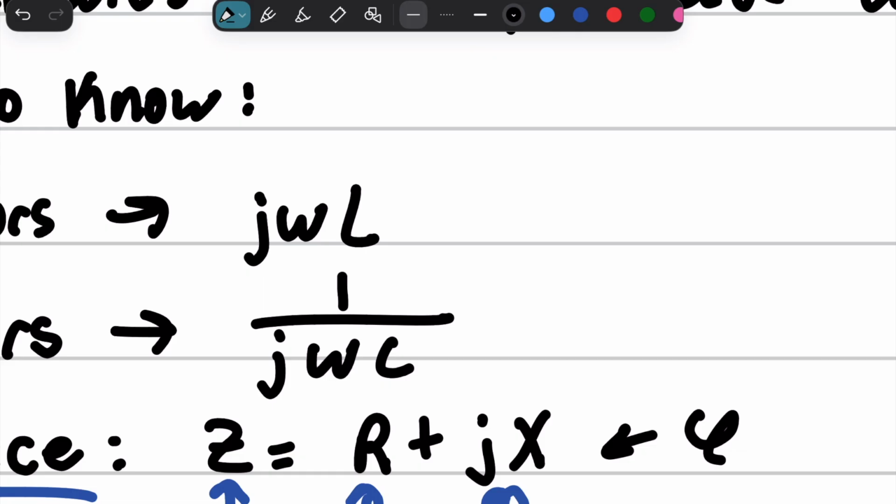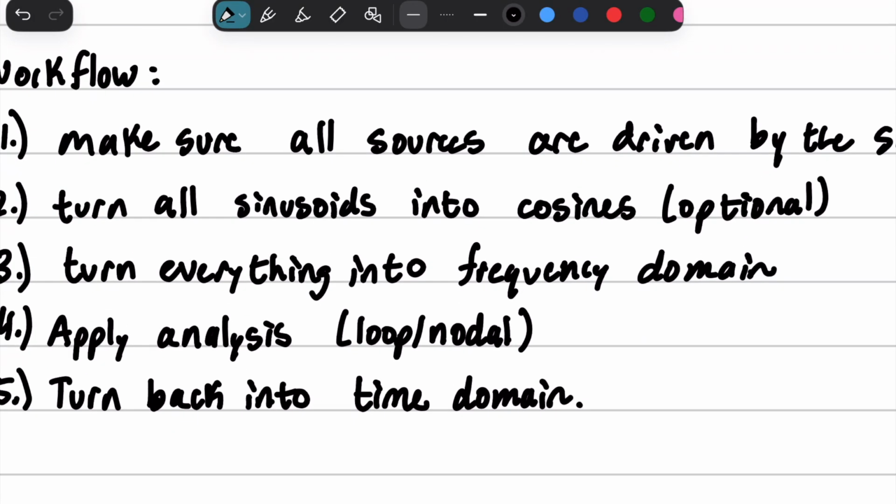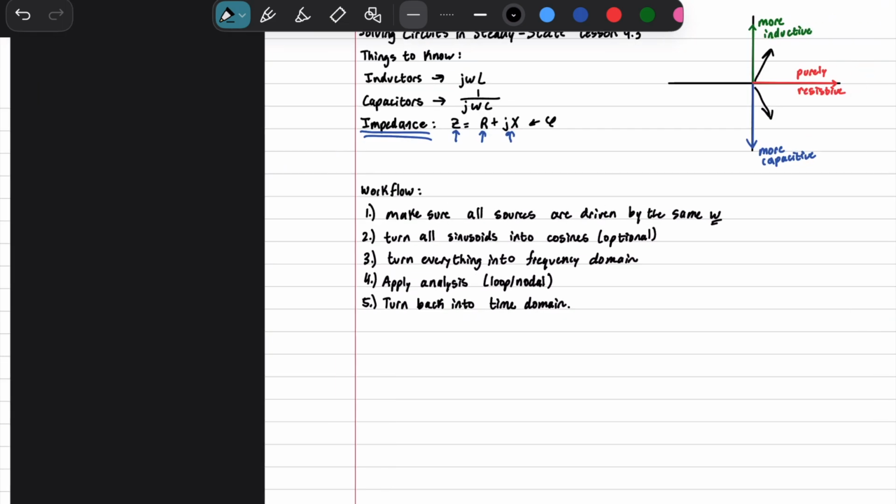So that is to get everything in terms of the omega. And 4, apply an analysis, which you should be absolutely amazing at doing. And 5, turn it back into the time domain. All right, let's go ahead and get to the first question, the first practice problem.